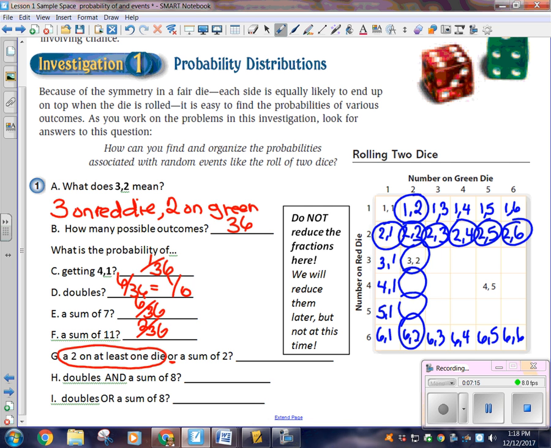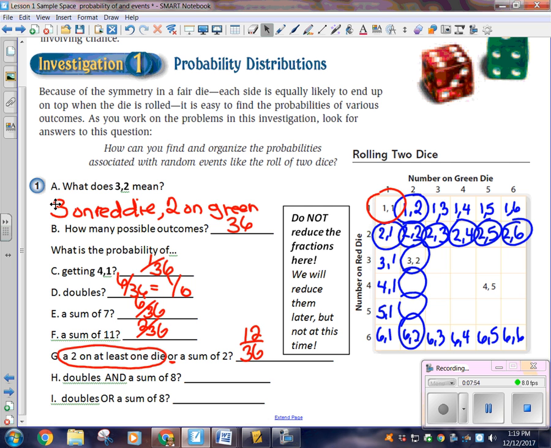And then what's the next one? Or a sum of 2. Do I have any that would sum to 2? 1, 1, right? So that gives me 1 fewer or 1 extra? 1 extra. How many does that give us? 1, 2, 3, 4, 5, 6. How many chances? 12. 12 out of 36. Did everybody get that? Did I mess something up? What is it? Huh? Did I miss something?